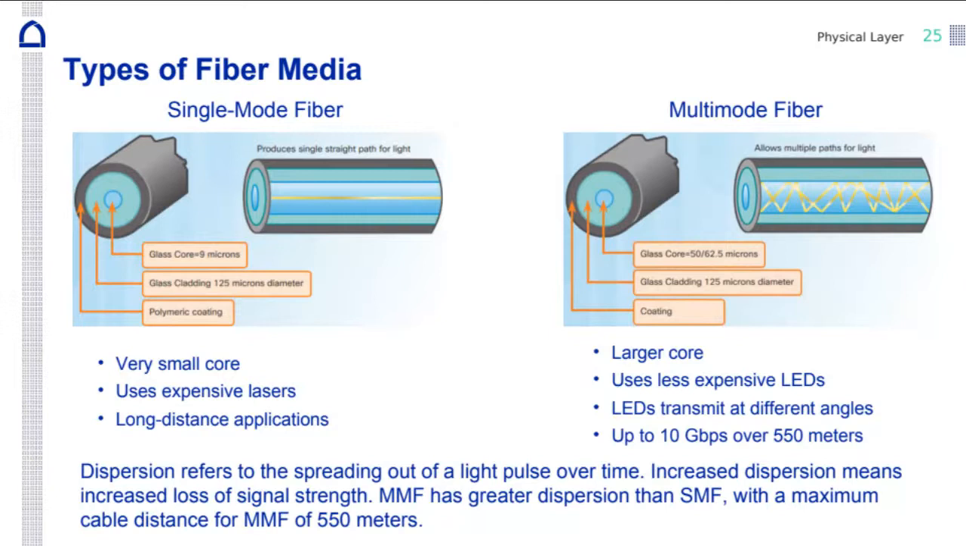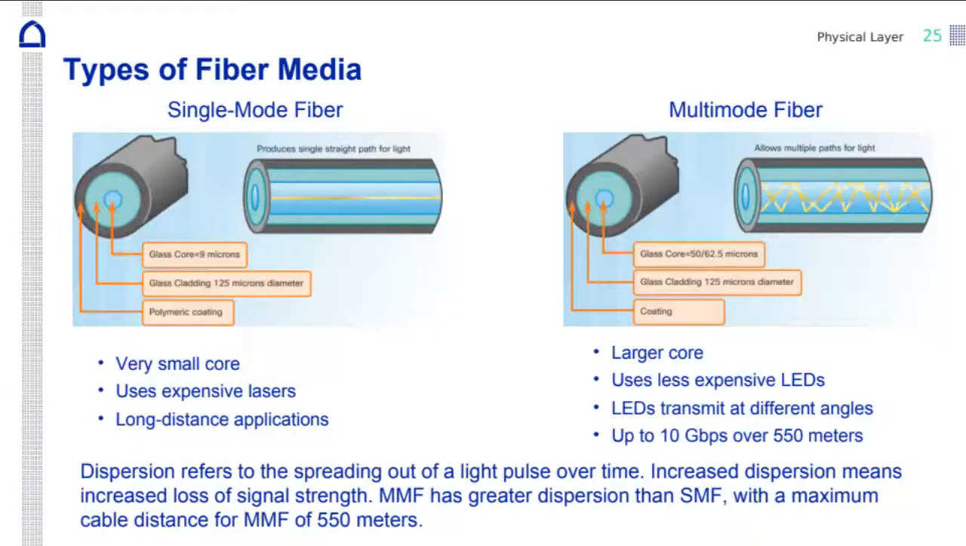Increased dispersion means increased loss of signal strength. MMF has greater dispersion than SMF, with a maximum cable distance for MMF of 550 meters. So if I need further distance, it's better to use SMF, single mode.